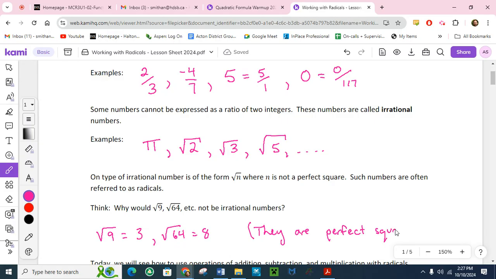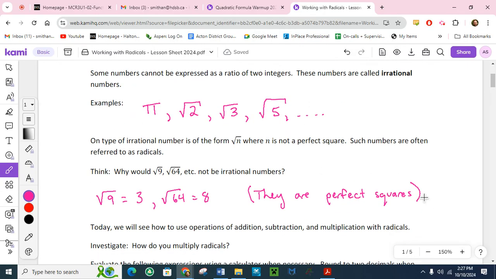But if you have a number that isn't a perfect square, its square root will be an irrational number, like root 2, like root 3, like root 5. So what you guys are learning today is how to work with what we call radicals. Today we're going to focus on multiplying them together and simplifying. It's really, in my opinion, what you need for your grade 12 courses.